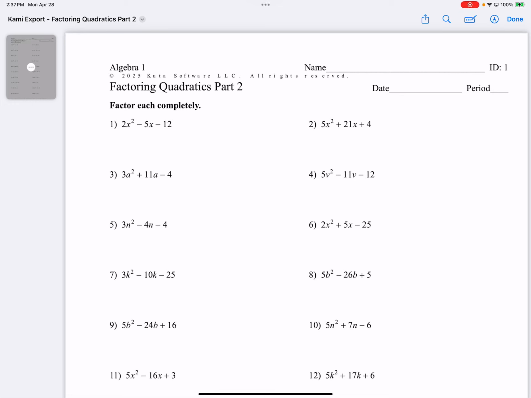Hello, ladies and gentlemen. Today we're going to be going over factoring quadratics part 2. On this one, you are going to do what's called the slide and divide method. So let's start with number 1.